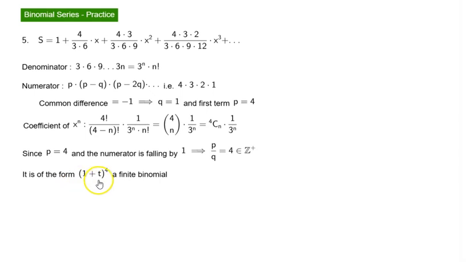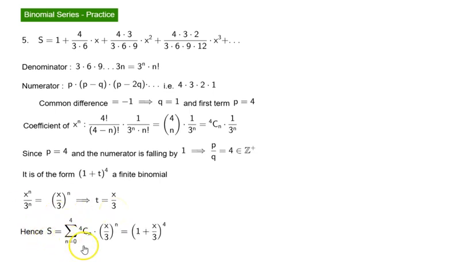So it is of the form 1 plus t to the power of 4, a positive integer, a finite binomial. Now we have to figure out t. So x to the power of n divided by 3 to the power of n is equal to x by 3 to the power of n, which implies t is equal to x by 3. So hence s is equal to summation n equal to 0 to 4 of 4Cn times x by 3 to the power of n, which is equal to 1 plus x by 3 to the power of 4.